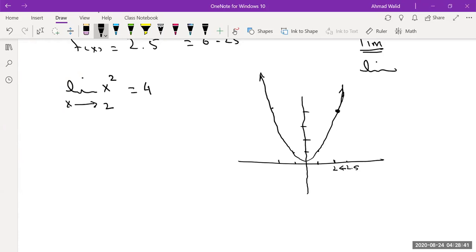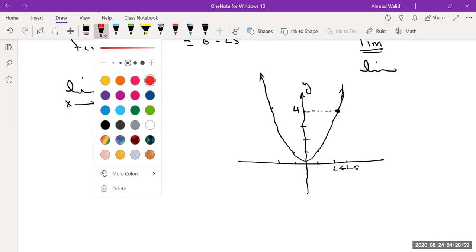How much is the height of the curve here? How much is the height of my curve? You read always the height from the y-axis, right? How much is this point? This point is 4. When you are moving this way, let me change the color.